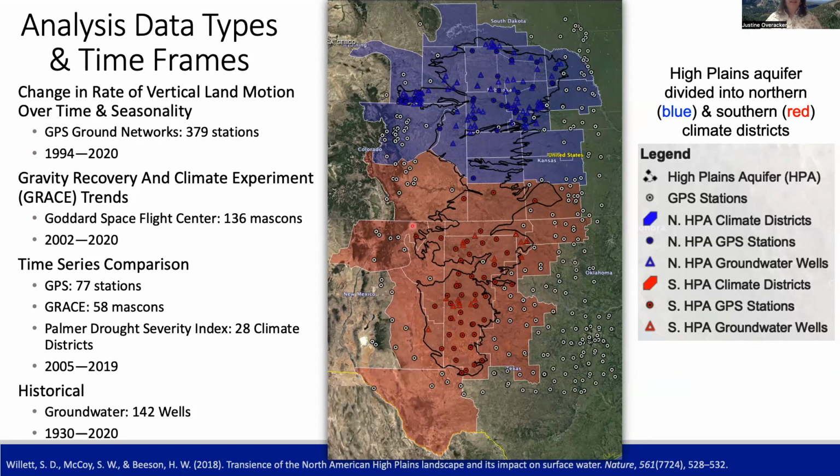So this map here just summarizes some of the different data sets we're using. These polygons represent climate districts. Blue is north, red is south. Circles are GPS data, triangles are well data, and within the aquifer bounds they are color coordinated to north or south.